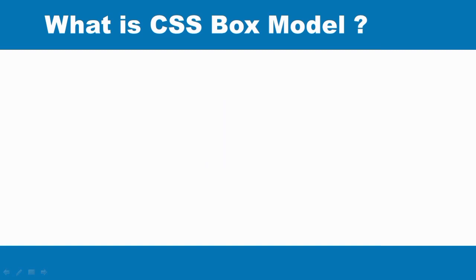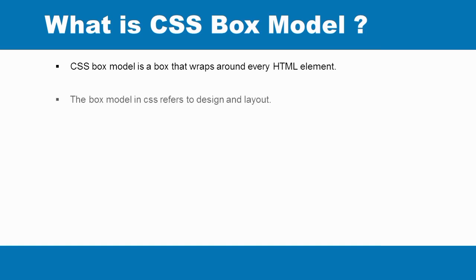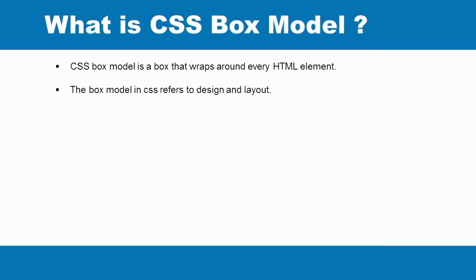What is the CSS box model? The CSS box model is essentially a box that wraps around every HTML element. In CSS, the term box model is used when talking about design and layout. The box model comprises several components or parts.